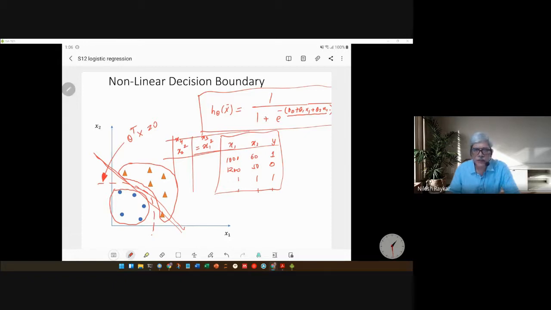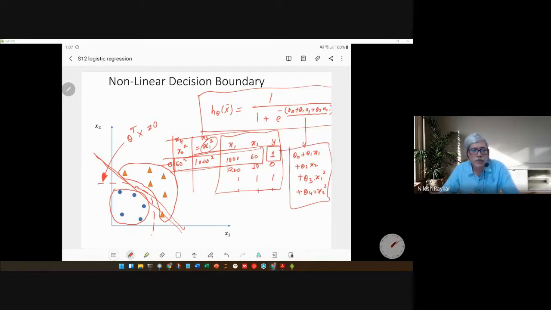And then you supply this data. That means here it will be 1000 square, here it will be 60 square. And then you supply this as a feature vector, x bar vector, and this as the actual value of the function. So it essentially means that you are fitting a function which is theta 0 plus theta 1 x1 plus theta 2 x2 plus theta 3 into x3, where x3 is x1 square. So it will be theta 3 into x1 square plus theta 4 into x2 square. So you are able to fit this particular problem.